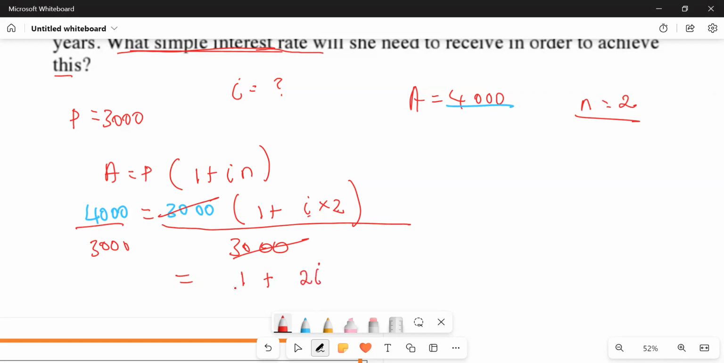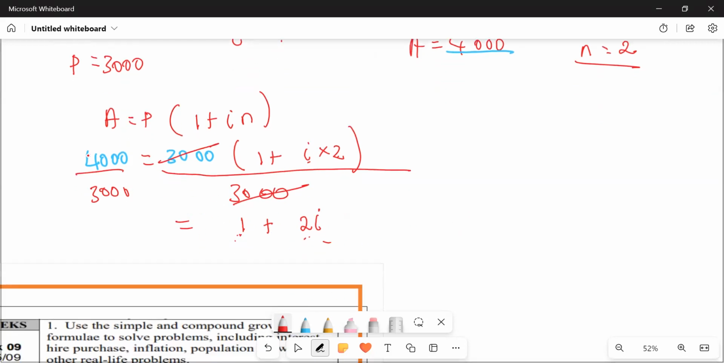It's 2I. I can't add 1 plus 2I, because they are not like terms. And then for this side, I'm not going to simplify it. I'm simply going to say the zeros can divide each other, and I'm left with 4 all over 3. I'm looking for I. I first have to remove this 1, so you transpose it to the other side. Then we have 4 over 3 minus 1, which is equal to 2I.